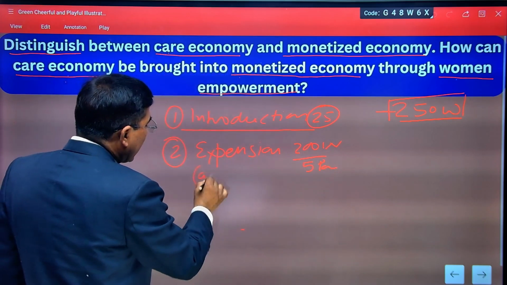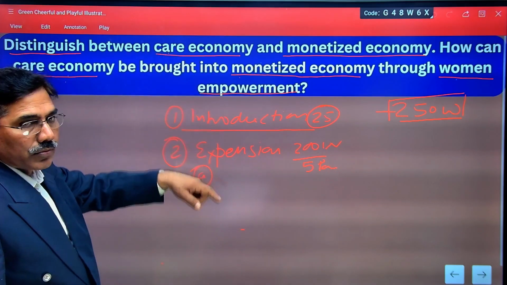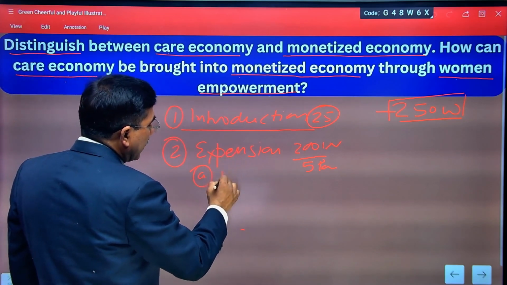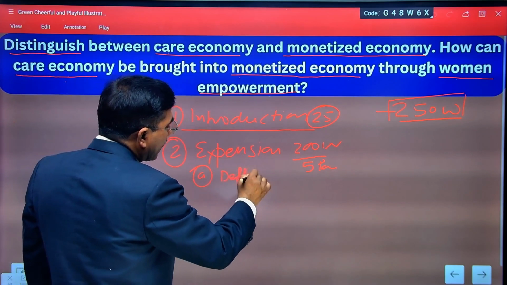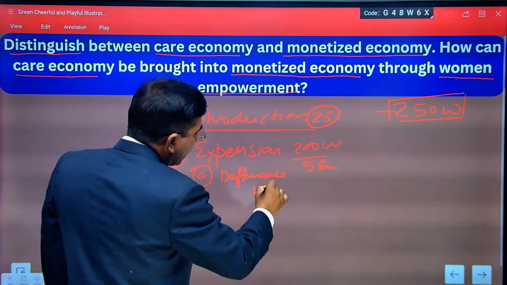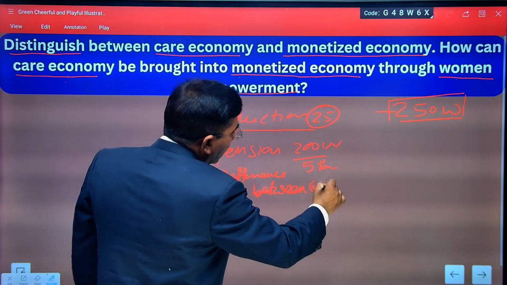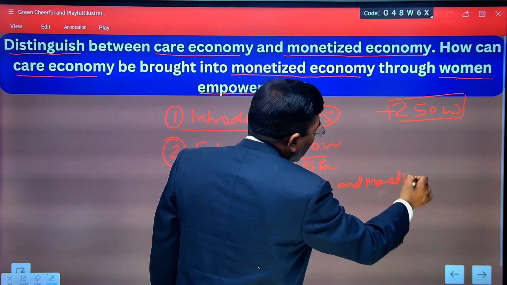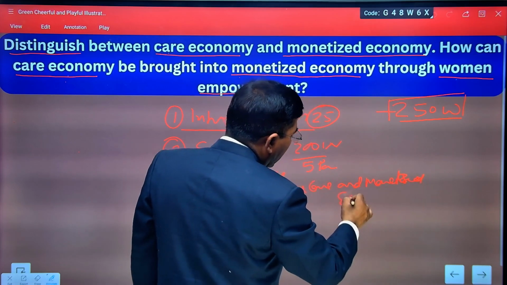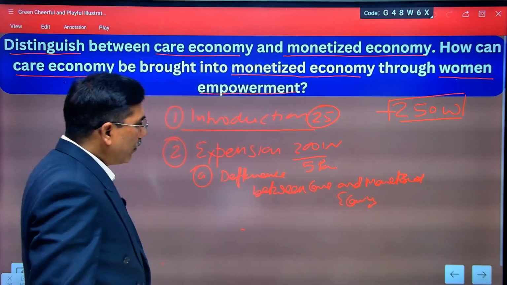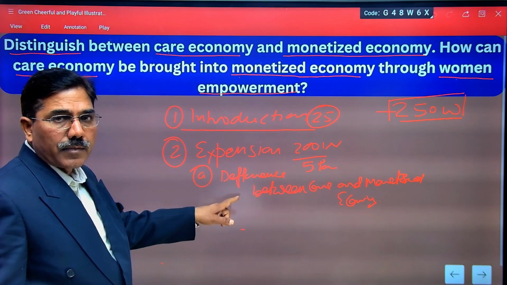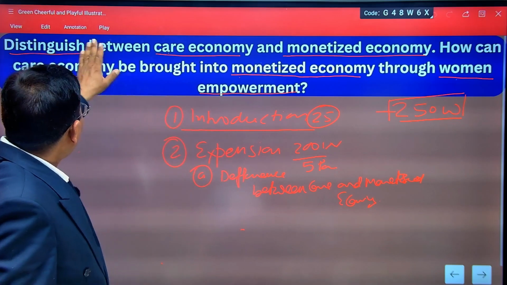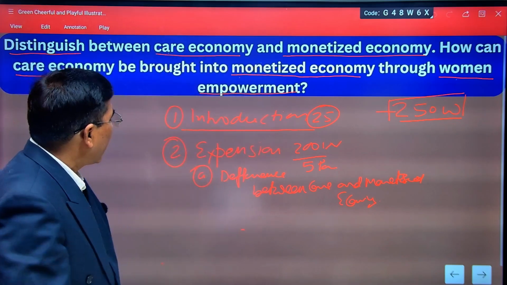Number 1, what will be the part? First, the differentiation between care and monetized economy. In the first para, you will explain all those points, with examples, which can support your answer in distinguishing between care and monetized economy.